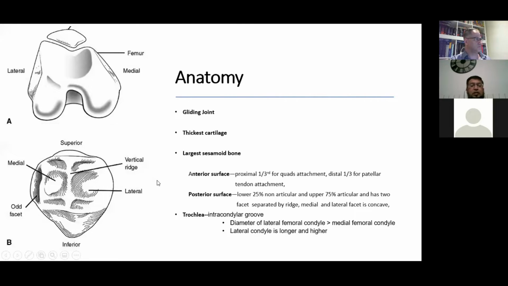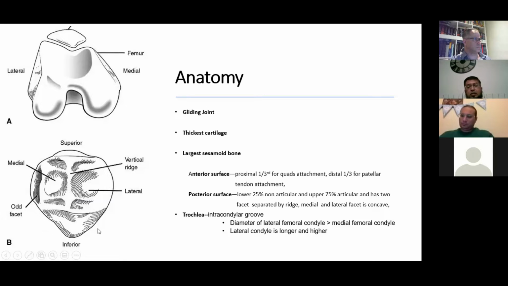It has two facets, medial and lateral, separated by a ridge. We'll go into more detail afterward. And then the trochlea is the other part of the joint, which is the articular surface of the distal femur, and it has a groove. The lateral femoral condyle is larger than the medial femoral condyle, and the lateral condyle is longer and higher, as we can see in the picture.